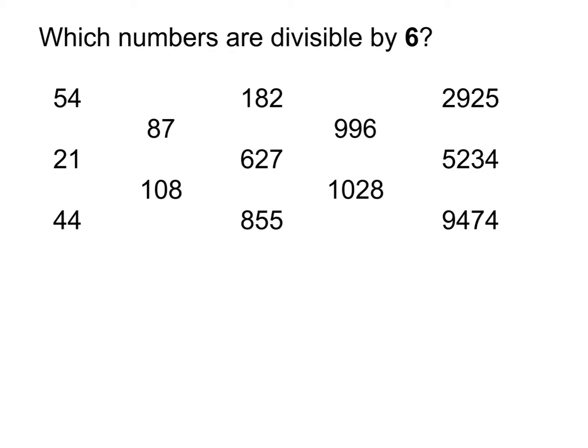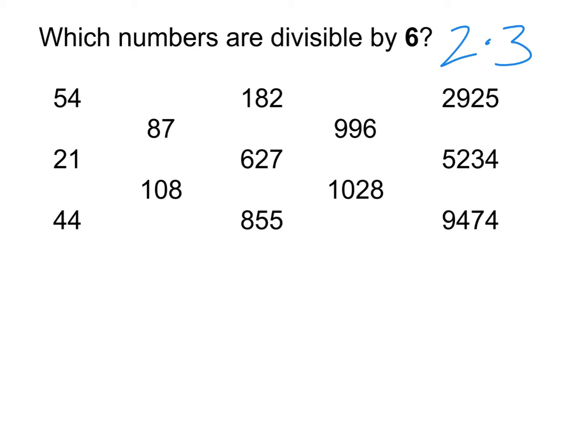Well, the trick to being able to figure out if something's divisible by 6 is knowing that 6 is just 2 times 3. So in order for it to be divisible by 6, it has to be divisible by 2 and by 3. So basically what I need to do is I need to see if any given number meets both of those requirements. So let's start by going through and eliminating anything that's not divisible by 2.